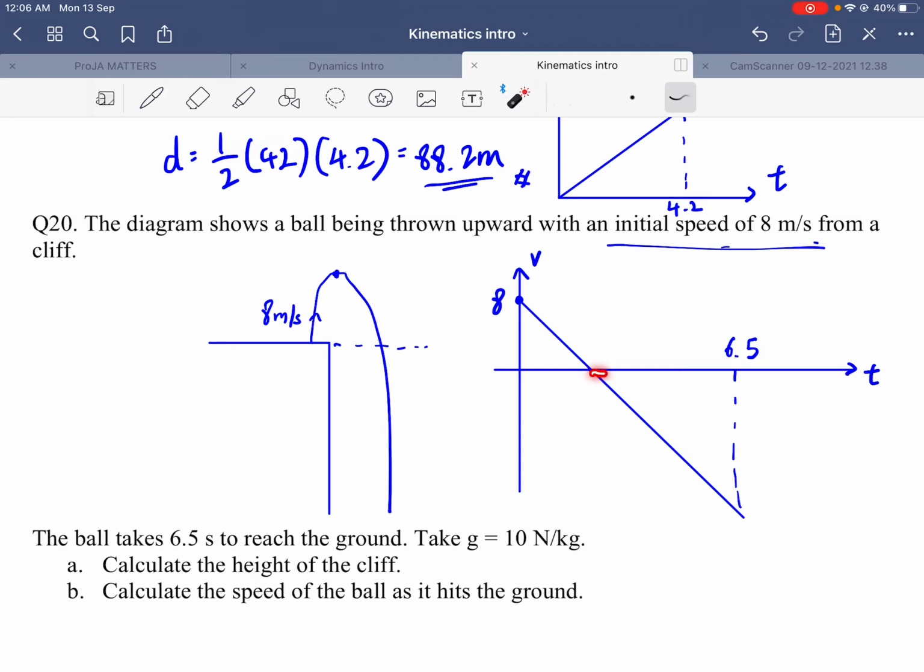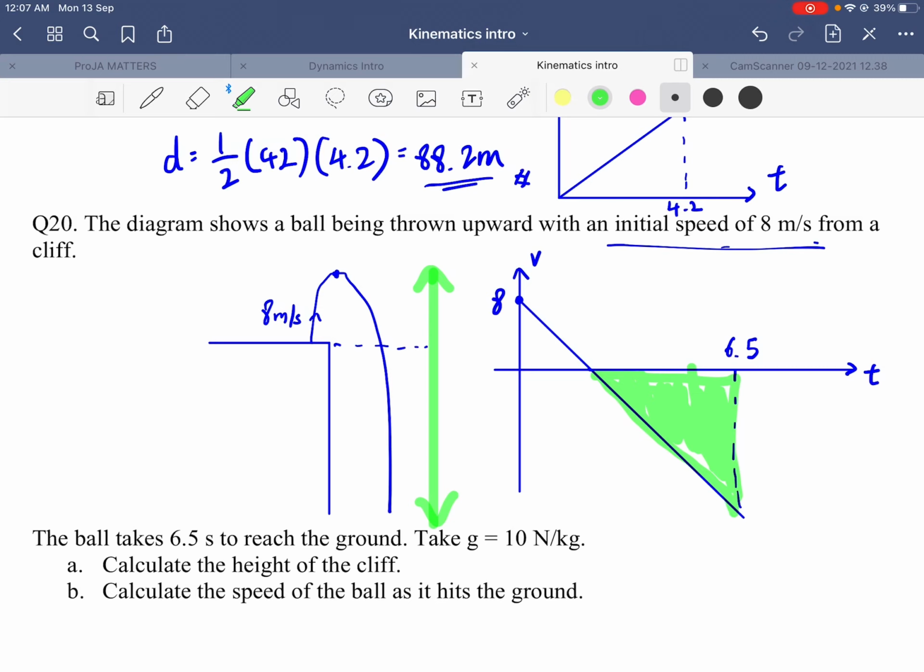A lot of students will take this entire area to be the height of the cliff, but then they will just get it wrong. Because you see for this area, let's highlight this area actually. Let's call this the green area. Let me show you what this green area actually means in the diagram. This green area actually represents this entire height.